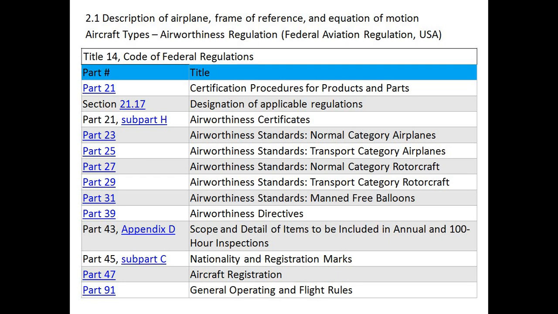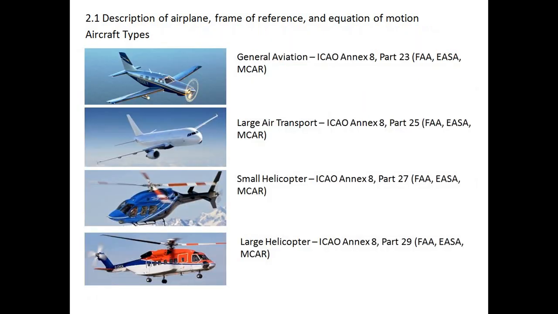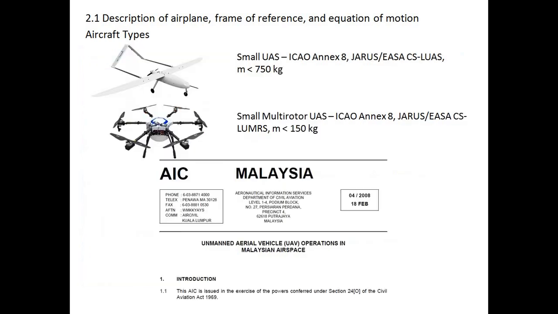This is aircraft types. There is an airworthiness standard for various aircraft types. This is from the Federal Aviation Regulation from the United States. But generally, there are four types of airplane: general aviation, large air transport, small helicopter, and large helicopter. This is the normal airplane, the normal civil aviation.